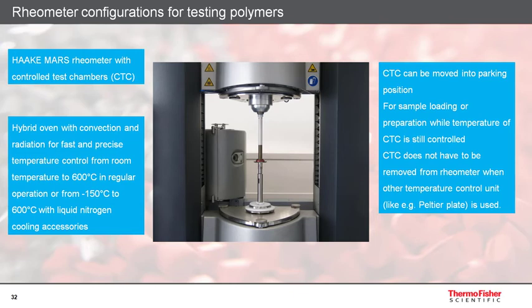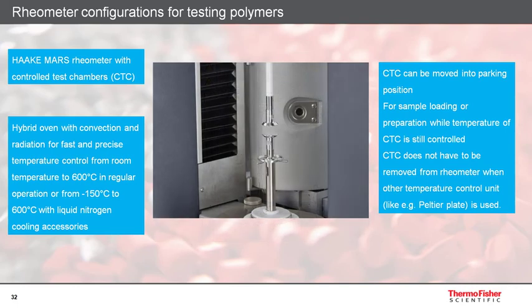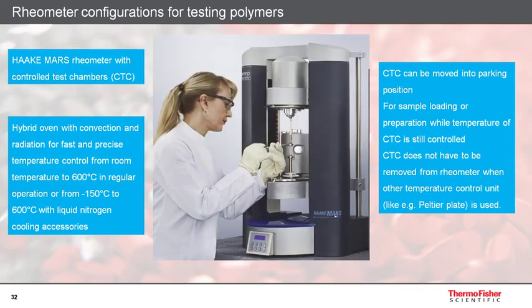Since the CTC is fully closed when in parking position, the internal temperature can be controlled and maintained during cleaning, sample loading, or geometry change. When in the measurement position, the two half shells of the CTC enclose the measuring geometry completely, which allows for a homogeneous and gradient-free temperature control of the sample. As a hybrid system, the CTC combines the advantages of convection heat transfer, which is a homogeneous temperature distribution, with those of radiation heat transfer, which is the ability of rapid temperature changes.